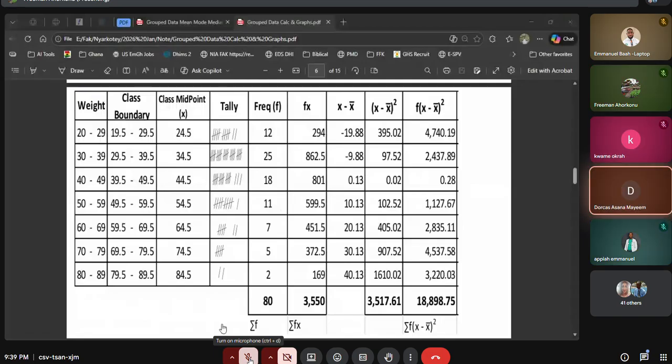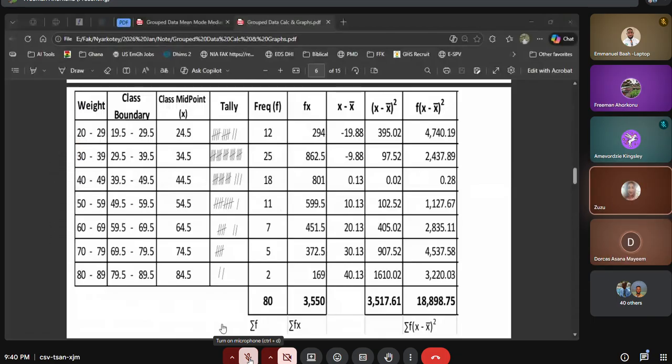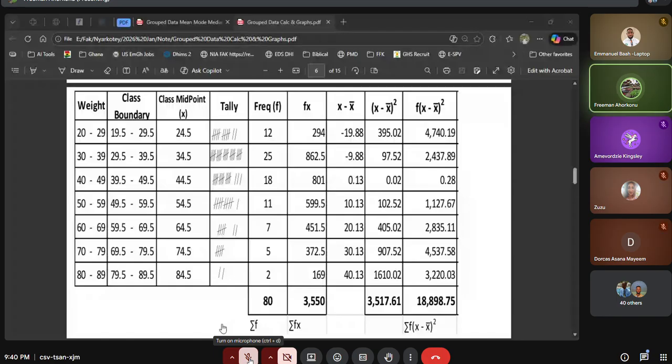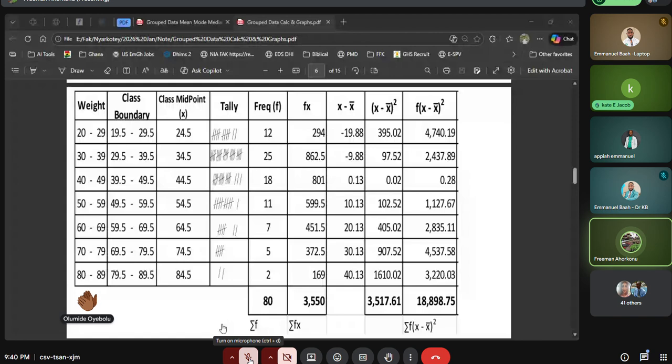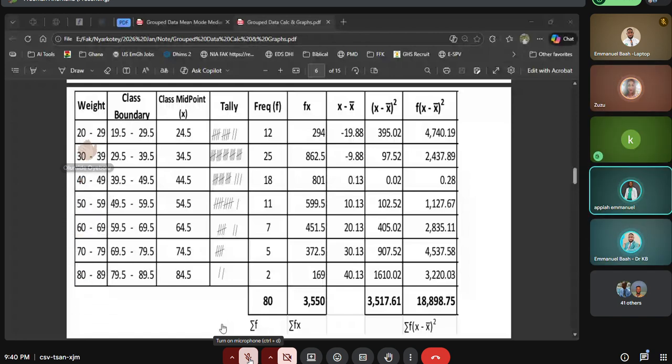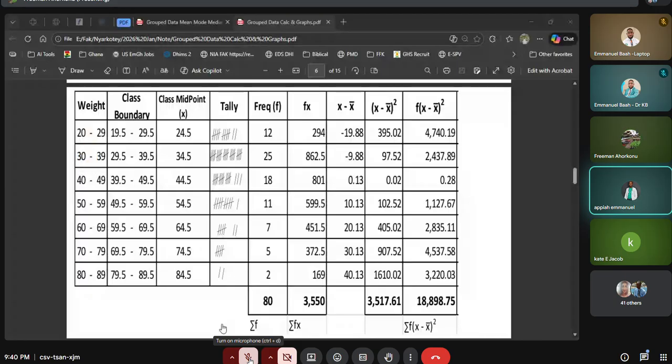Hello? Yes, sir. I can't hear anything again. I asked you to calculate the mean and give me your answers. The mean is summation f of x divided by this. What did you get? 44.375. You got the same. 44.375. Yes. Approximately 44.38.